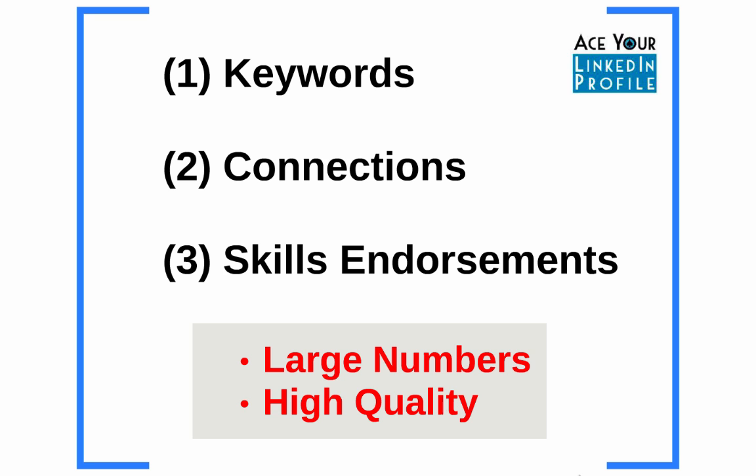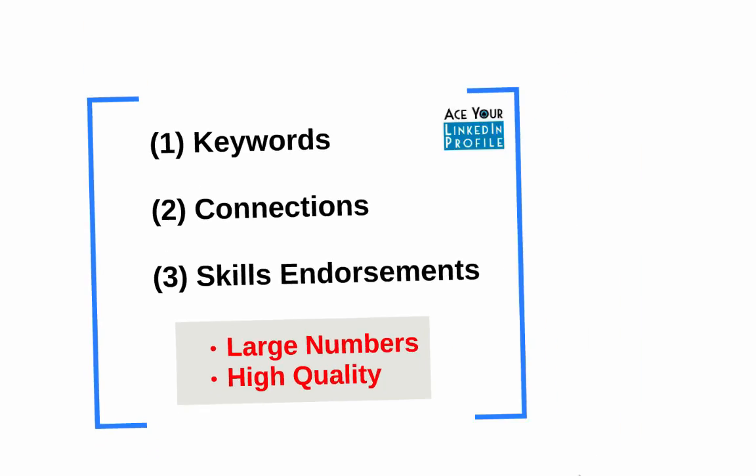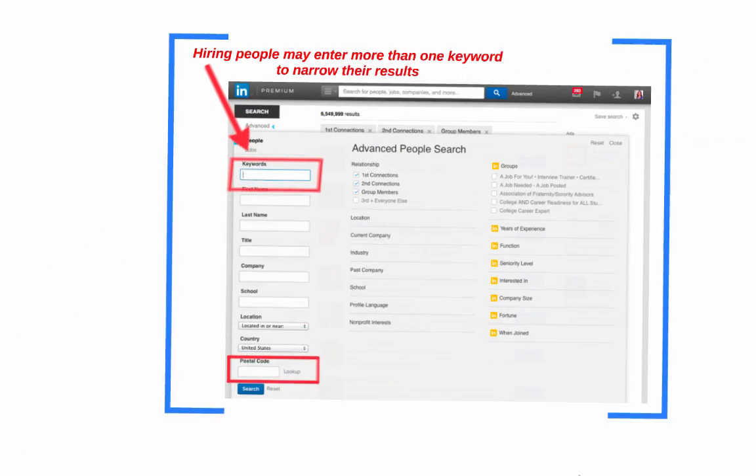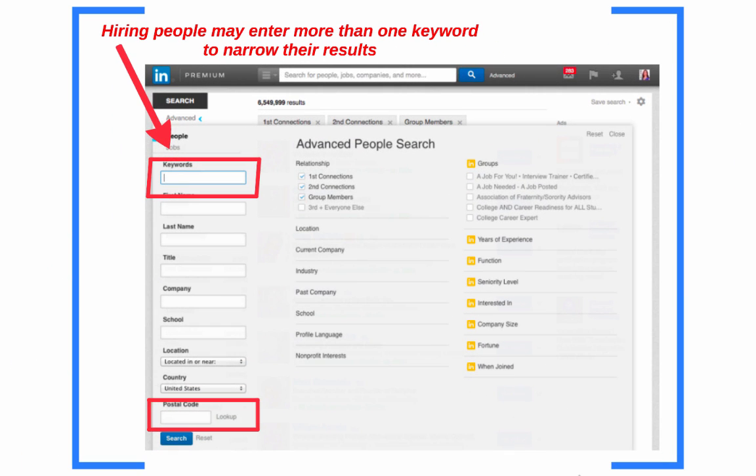To understand more about this, let me take a step back and explain how thousands of recruiters and hiring managers use LinkedIn to find candidates for their open positions. On the homepage, they click the Advanced Search tab and are taken to a screen that looks like this. They enter keywords for their open position in the keyword box and the appropriate zip code for where the job is located. Then they click search, and the LinkedIn system gives them a long list of search results consisting of many hundred profiles that are a good match for the keywords that were entered.